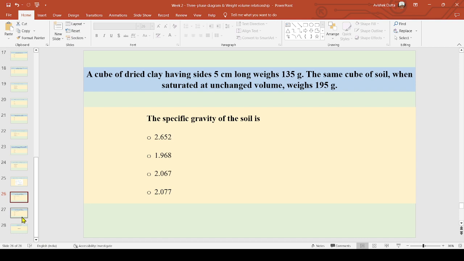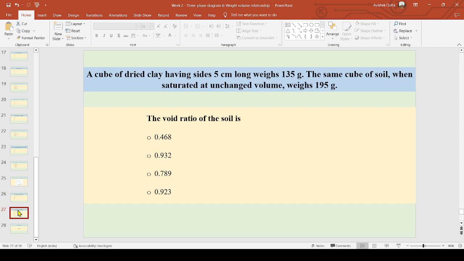The same statement will be useful for another question. What will be the void ratio of this soil? You first have to find out the specific gravity of the soil and then find out the void ratio of the soil. Or you can do vice versa. First and second, whatever you want to do.